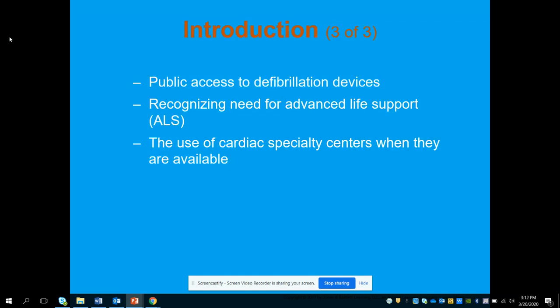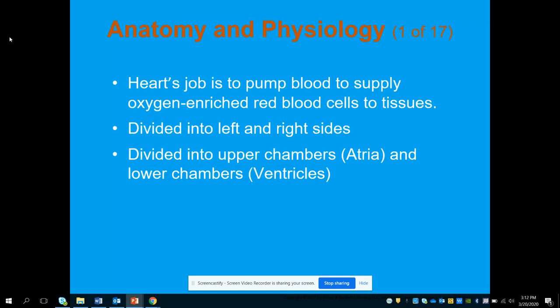Increased use of technology for dispatch and response, recognizing the need for ALS, and the use of cardiac specialty centers when they are available, which we're going to talk about a lot more in here. Anytime that we think a cardiac event is going on, we want to try to get that patient to that correct definitive care, which would be to a cardiac capable facility, as long as our policies within our agency will allow us to do that.